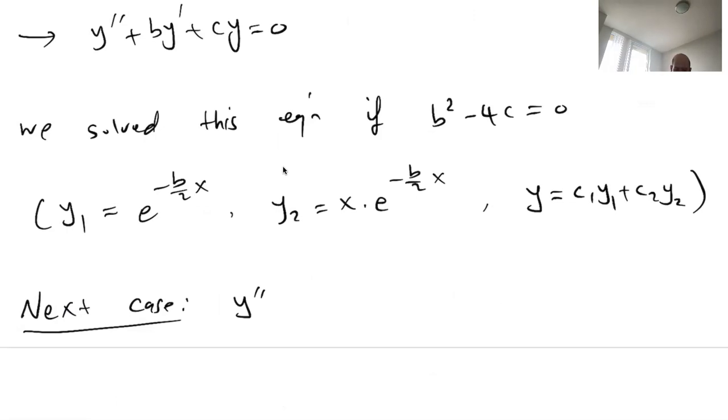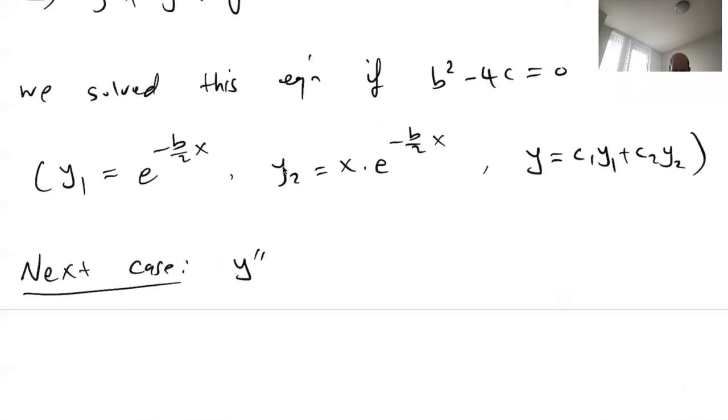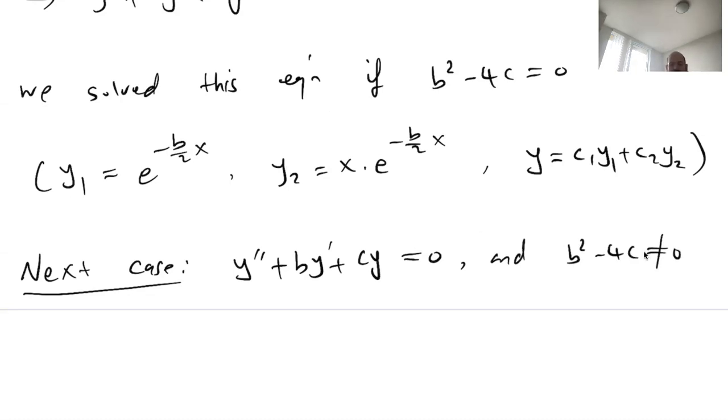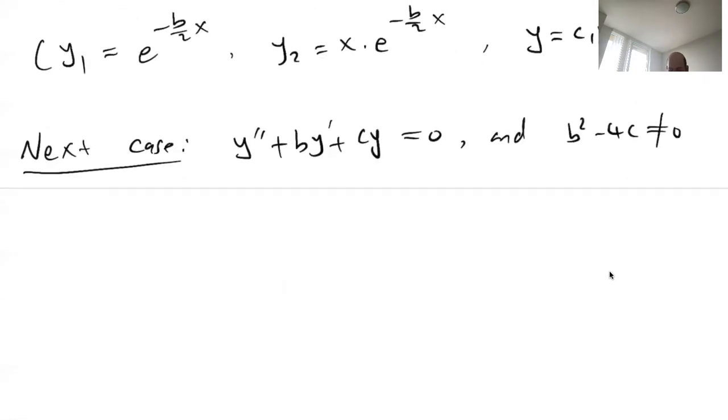So let's consider y double prime plus b y prime plus c y equals 0, and b squared minus 4c is not equal to 0 this time. When I say it's not equal to 0, it naturally means either it's positive or negative. We'll see how to find the solution in each case, but for now, let's start with not equal to 0. And let's see what the calculation tells us.